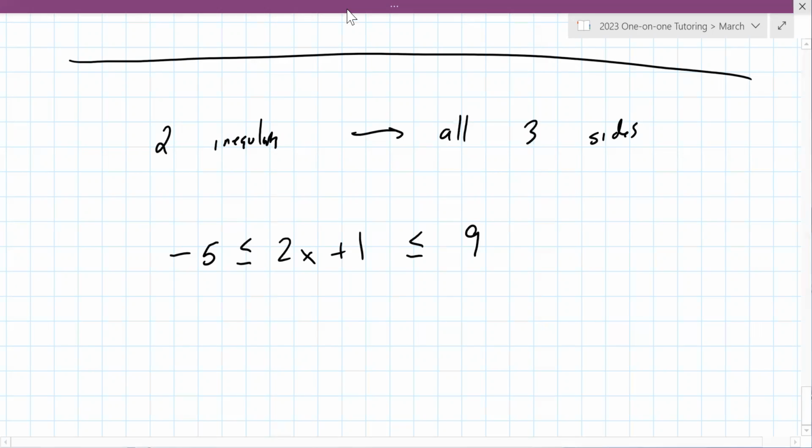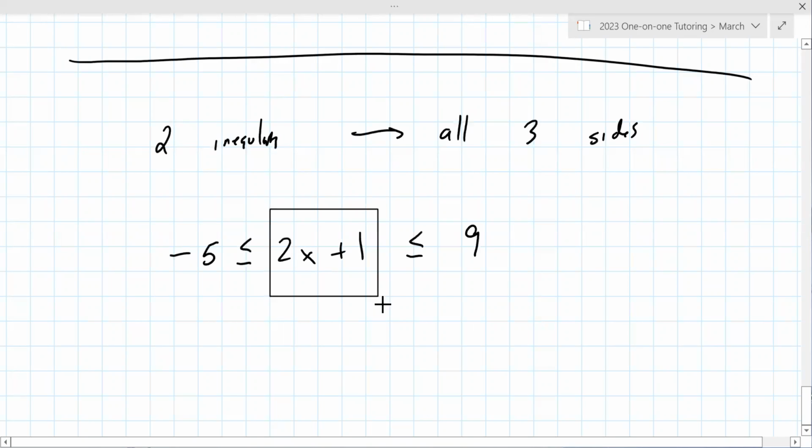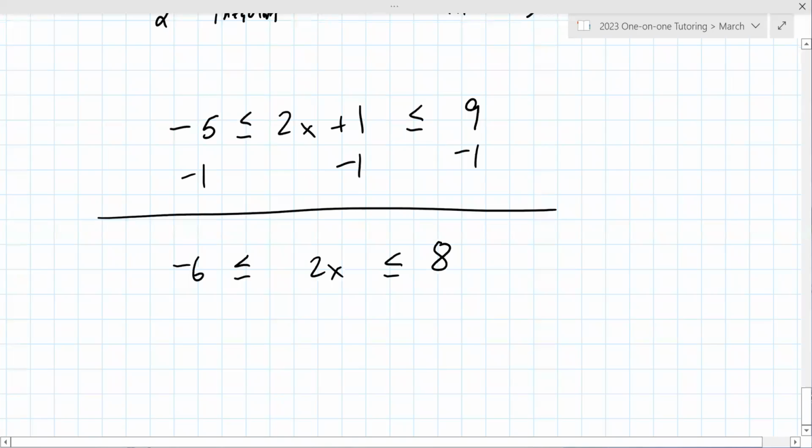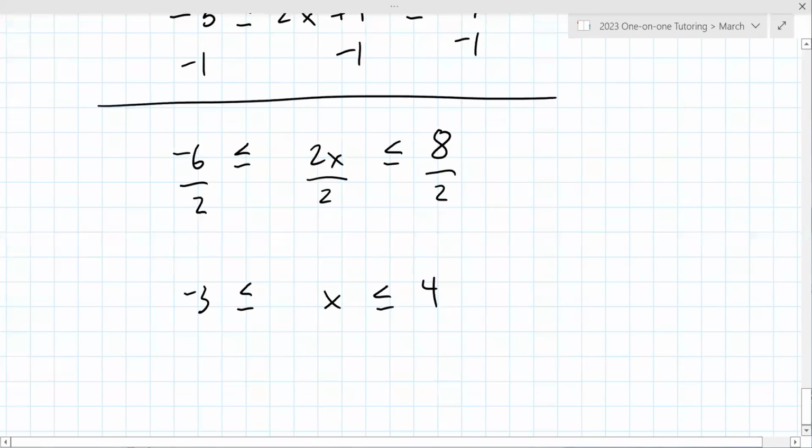Yeah. So when your focus is on the place where there's an x, you've got multiplication by 2, addition of 1. So you're going to undo addition of 1 by subtracting 1 from both sides. So that's -6 less than or equal to 2x less than or equal to 8. And then to solve for x, you divide everything by 2, all three sides, right? -3 less than or equal to x less than or equal to 4. So again, whenever you see the two inequalities, you know to do it in three places. Yeah. Three places.